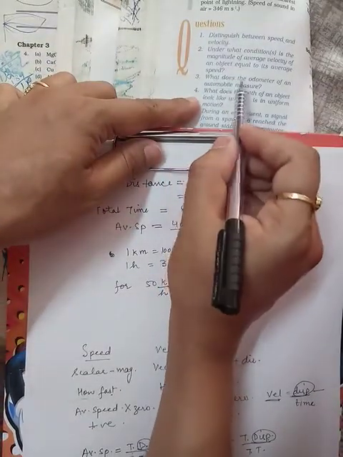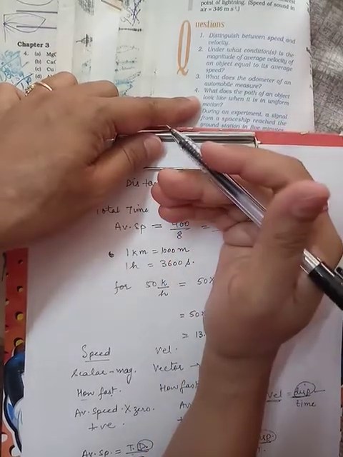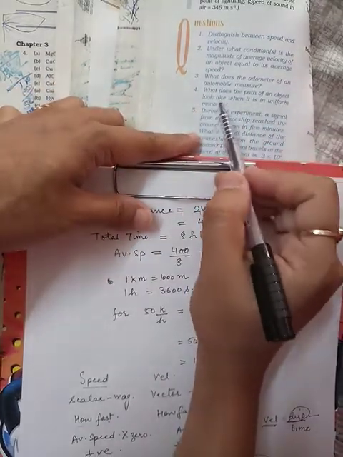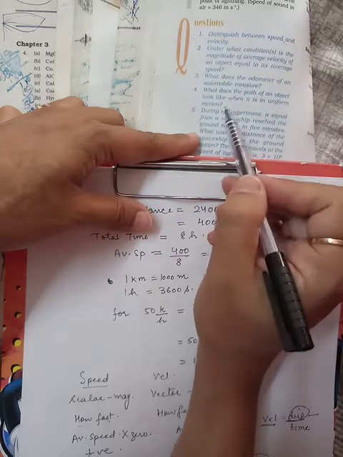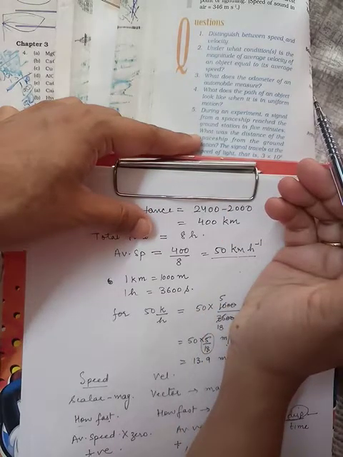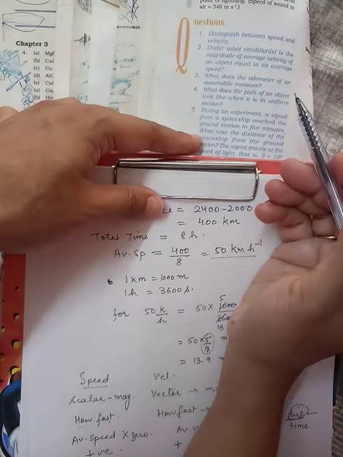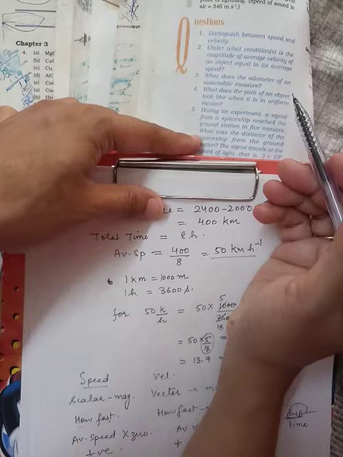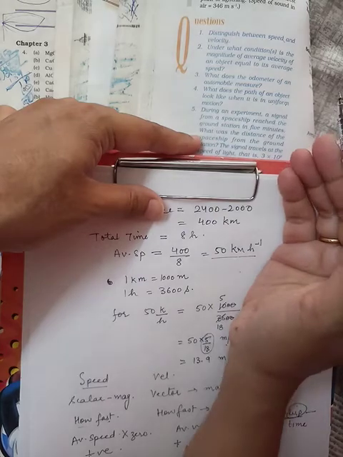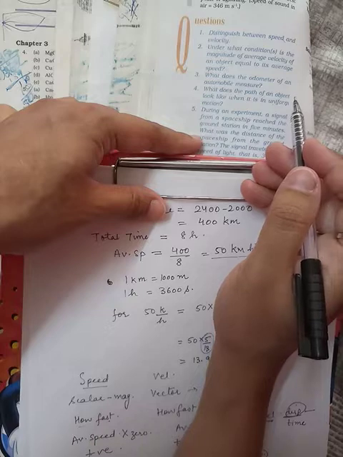For question number 3, what does the odometer of an automobile measure? It measures nothing but distance. We have done that in the example. Okay. What does the path of an object look like when it is in uniform motion? When the object is in uniform motion, the path of an object can be a straight line, right? Or it can be a curved line also. For uniform motion, we cannot describe the direction. For uniform motion, we are only considering the speed, right?